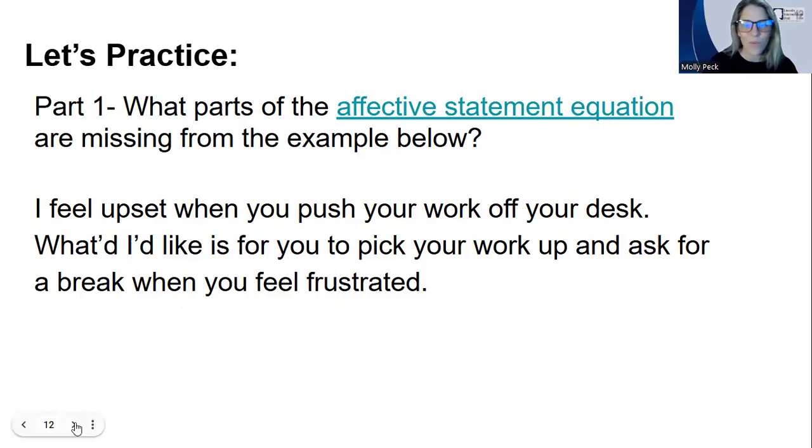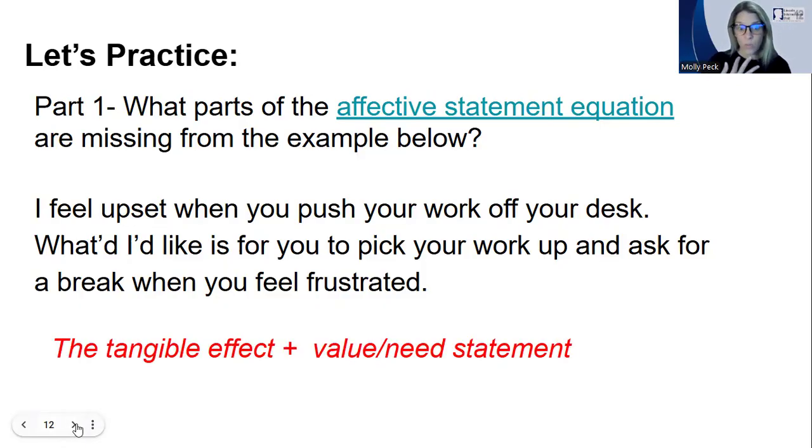Okay, hopefully you were able to determine what those pieces were. And because this is a recording, I'm going to go ahead and give those answers now. So, what I felt was missing would be the tangible effect, so basically the consequence of what I'm seeing, plus what I value or what I need statement is missing.